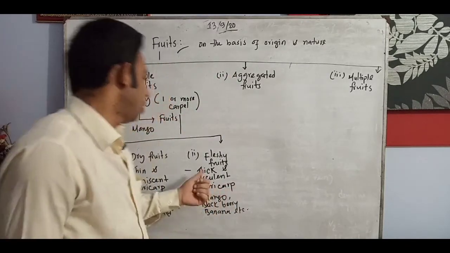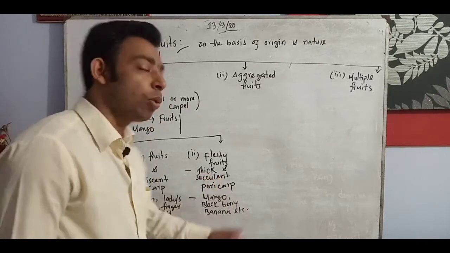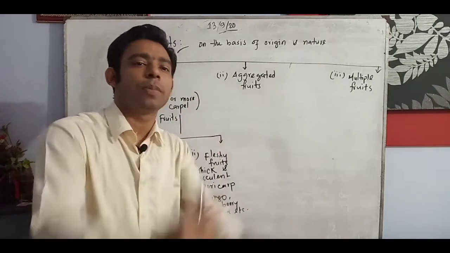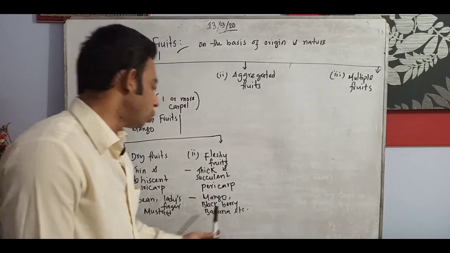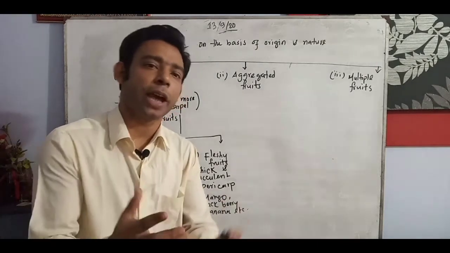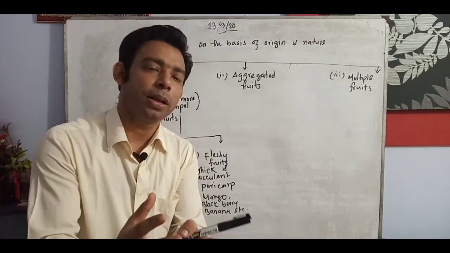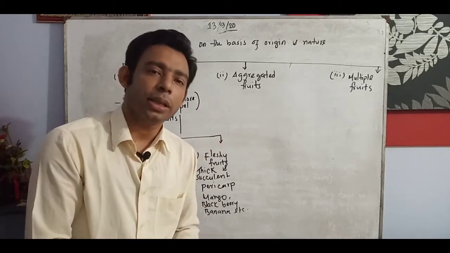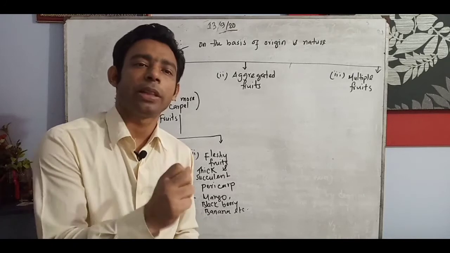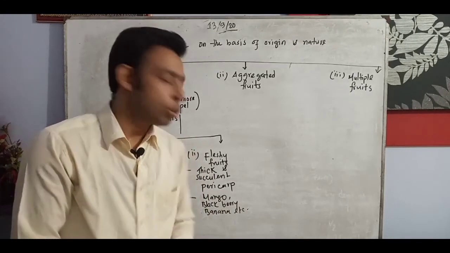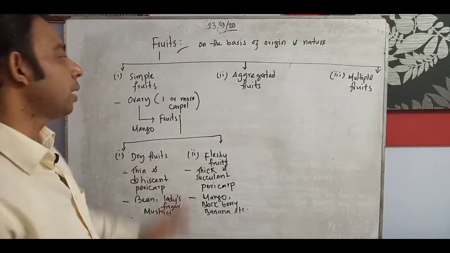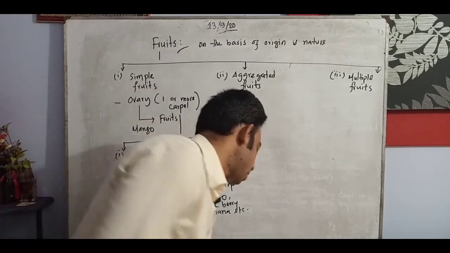But here we have seen fleshy fruits, thick and succulent, that means we can suck the sap and fluids from there. Mangoes, blackberries, bananas, even at the time of ripening we can get the succulent pericarps, having fleshy natures and fluids. So this is the fleshy fruits and this is the dry fruits. We hope you understand that.